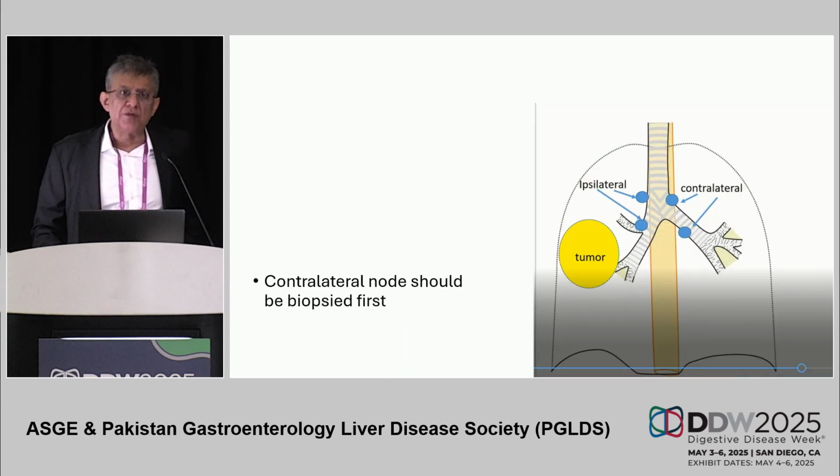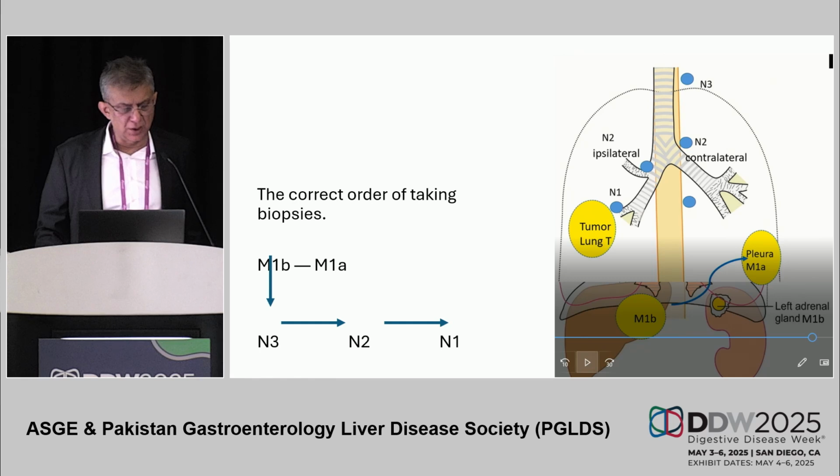And the question is, which node should be biopsied first? When you are doing an EUS of mediastinal node in a case of lung cancer, the contralateral node should be biopsied first. Otherwise, you will spread the lesion to the other node. And this is the order, M1B, N3, N2, N1, if you want to do FNAC of the lung mass, lung nodes.